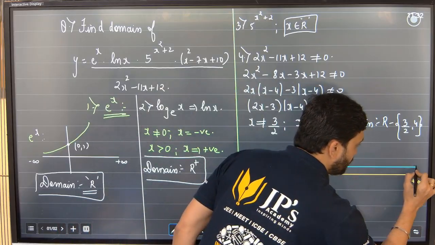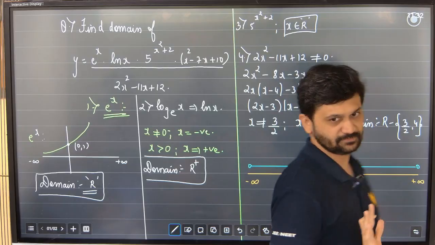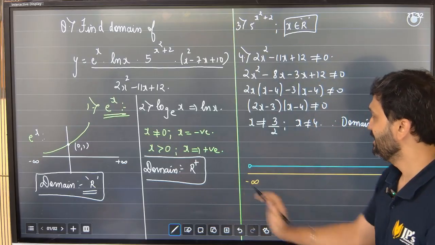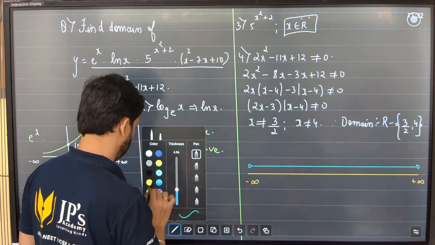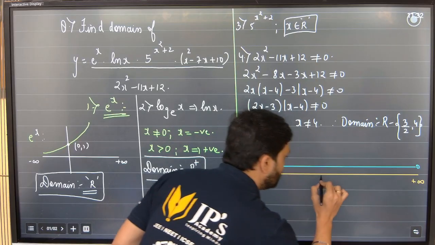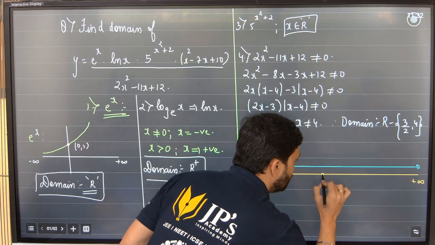First part is from minus infinity to plus infinity. This is the first part of the answer. ठीक है, I plotted this. Next is positive. So let's do one thing. बीच में I will take here. Let's take 0.